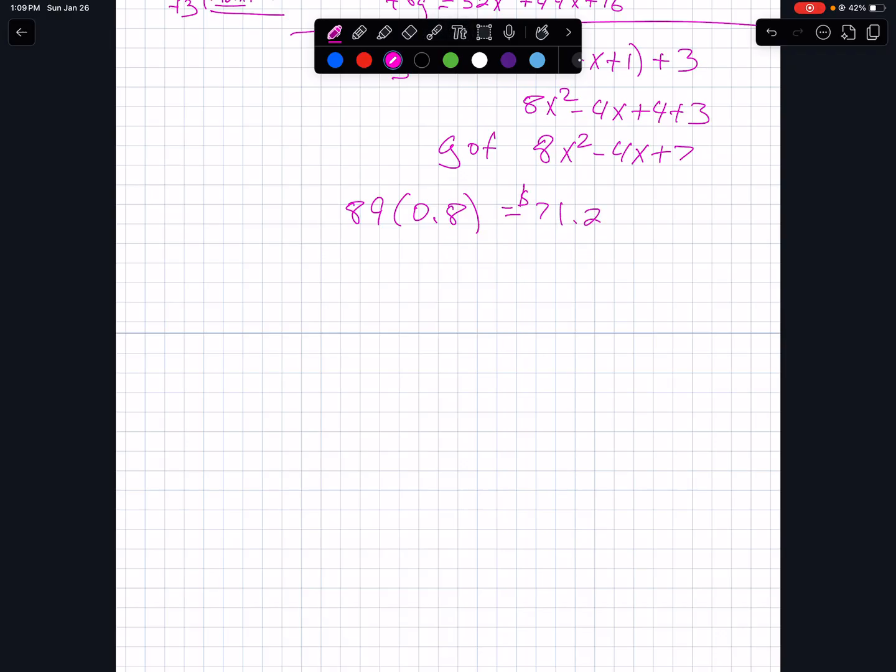So $71.20. And then it says the coupon is applied before the final purchase. So you just do 89 minus $5. 89 minus 5 is 84. And then that times 0.8. Well, of course it's going to be lower, because it's a lower price in the first place. So 84 times 0.8 is $67.20.